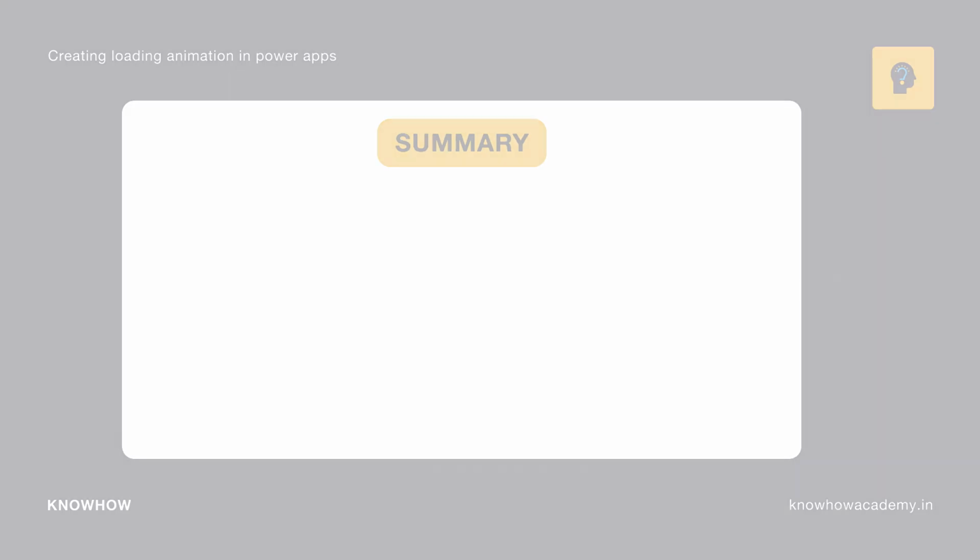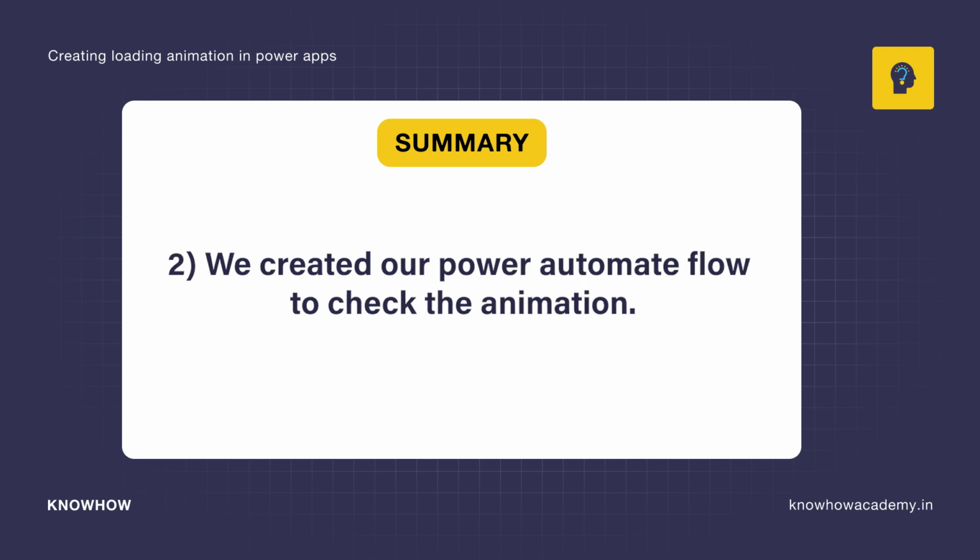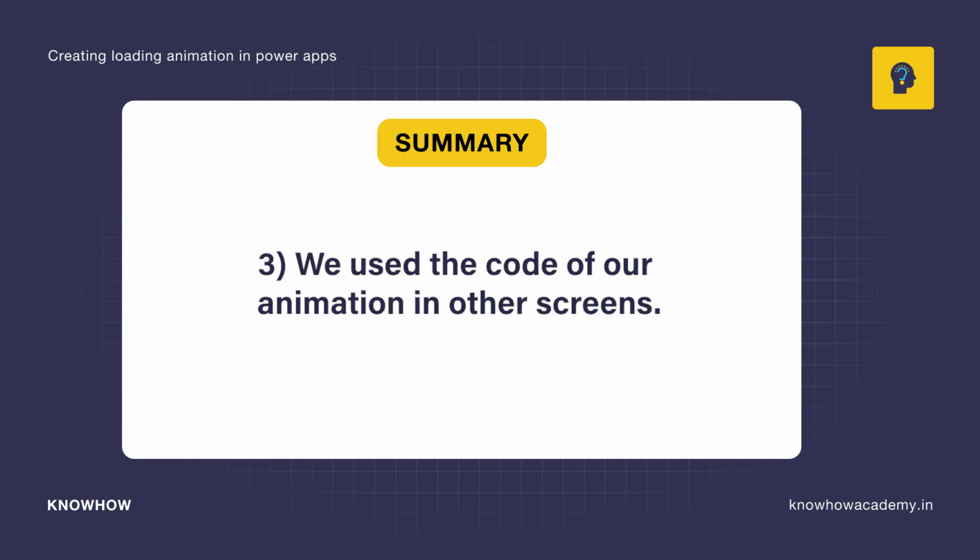Apps. So in this video, we learned how to make a button animation in our Power Apps. Then we created our Power Automate flow to check the animation. Then we used the code of our animation in other screens.